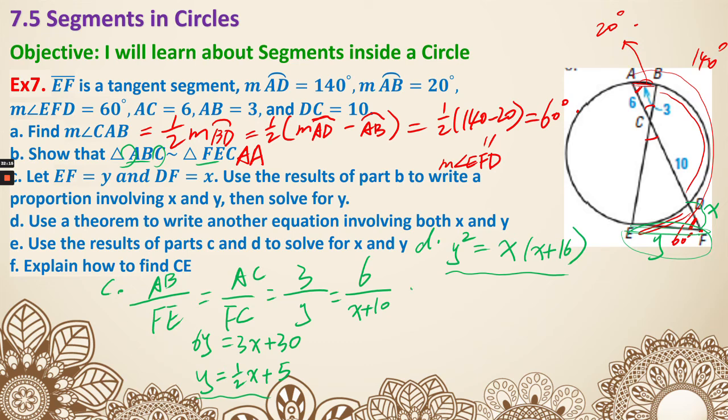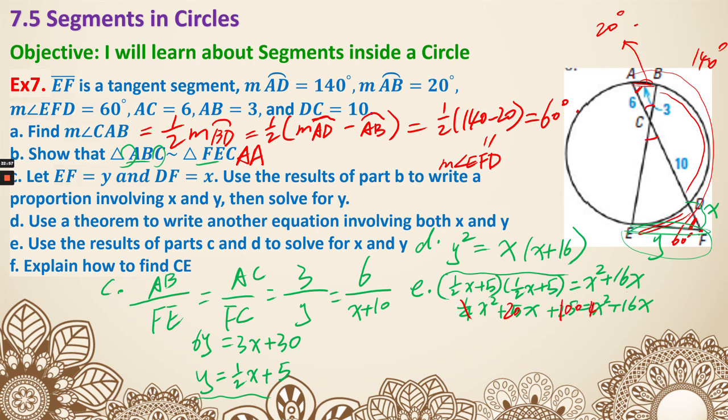So now it's time for E. My y is 1/2 x plus 5. So it's got to be 1/2 x plus 5, times another 1/2 x plus 5, equals x squared plus 6x. So we got 1/4 x squared plus 5 over 2 x with another 5 over 2 x, so 5x plus 25 equals x squared plus 6x. I'm going to multiply both sides by 4. So that is gone. That's 20. That's 100. That's 4. That's 24.